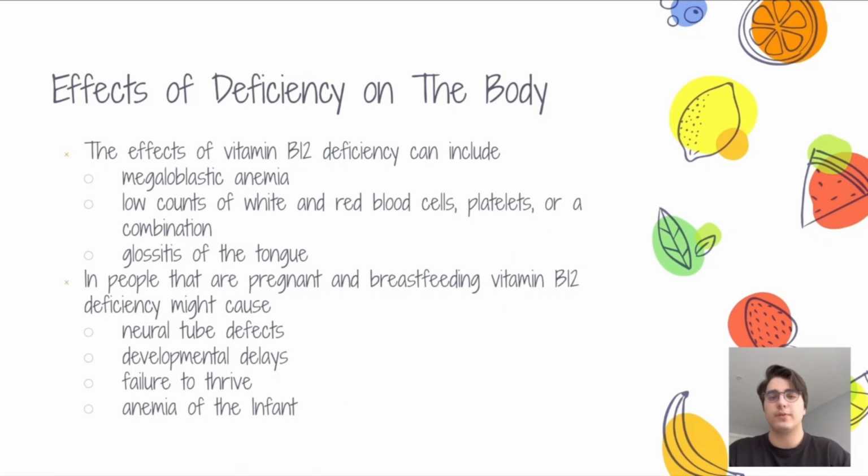The top 3 effects of vitamin B12 deficiency are megaloblastic anemia, low counts of white blood cells, red blood cells, and platelets, and glossitis of the tongue. In people who are pregnant or breastfeeding, vitamin B12 deficiency can cause neural tube defects and developmental delays in the fetus, and also failure to thrive and anemia of the infant.